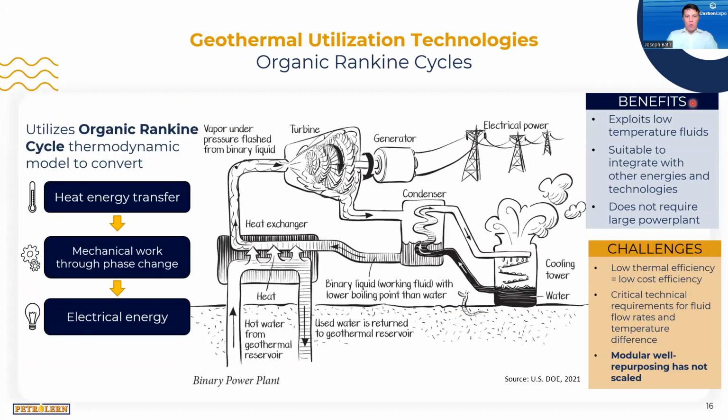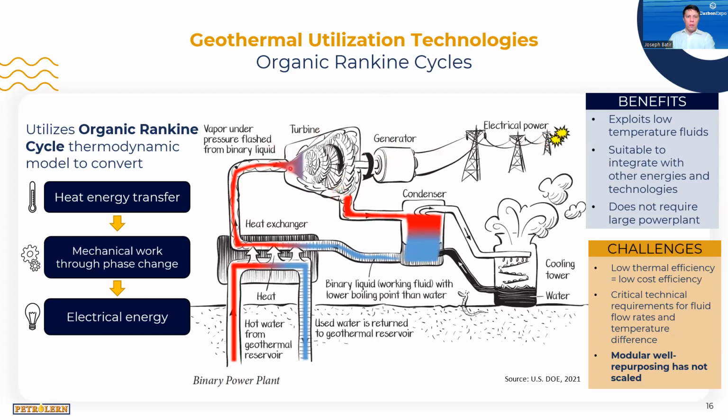What is the organic Rankine cycle? As we look at it, the organic Rankine cycle uses some type of working fluid to generate power. So walking through this, you have a well, it's producing heat. This could be a geothermal well, or this could be an oil and gas well that produces heat. It runs through a heat exchanger, heating up a working fluid that then flashes to a vapor, and that vapor is under pressure. It spins a turbine. That turbine spinning generates electricity, sends that electricity out on the grid.